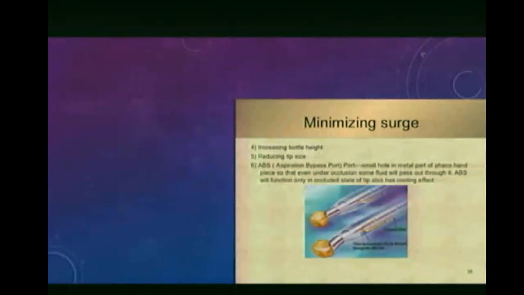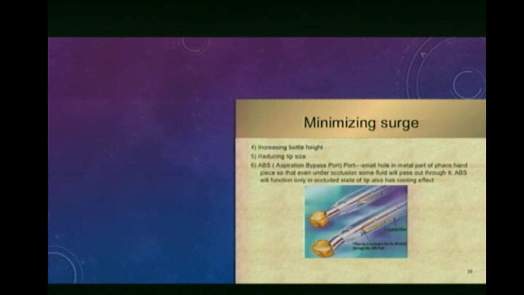So to minimize surge, there are many techniques done by the manufacturers. For example, the ABS system. ABS is a small hole manufactured at the inferior part of the tip. If you have occlusion and then a sudden release of the occlusion, the continuous aspiration from this hole gives you better stability of the anterior chamber, but not always. It's not a 100% guarantee against surge, but it helps make the surge lesser.